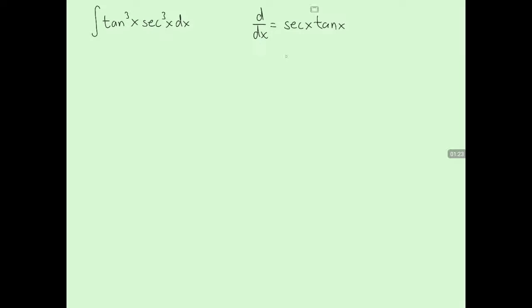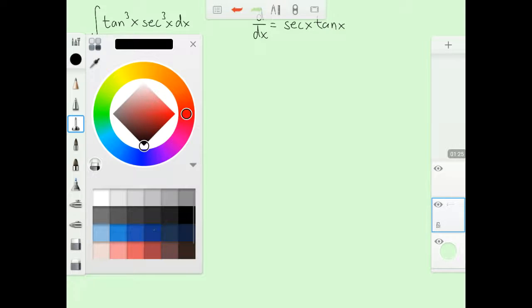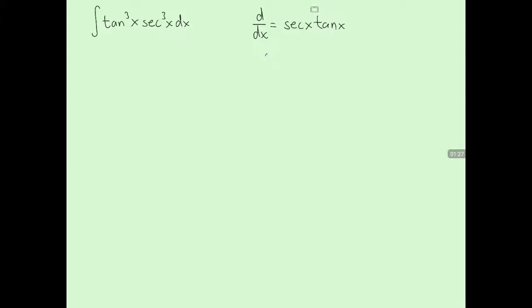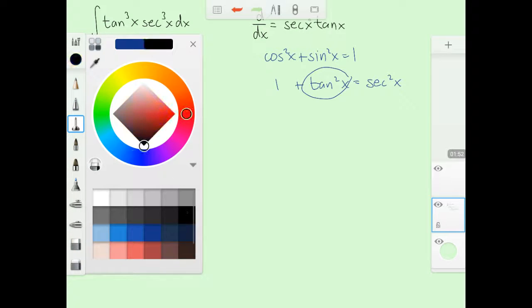So from our Pythagorean identity, we know that cosine squared x plus sine squared x equals 1. If we divide both sides by cosine squared x, then we are going to get 1 plus tan squared x equals secant squared x. So we can substitute tangent squared x with secant squared x minus 1.